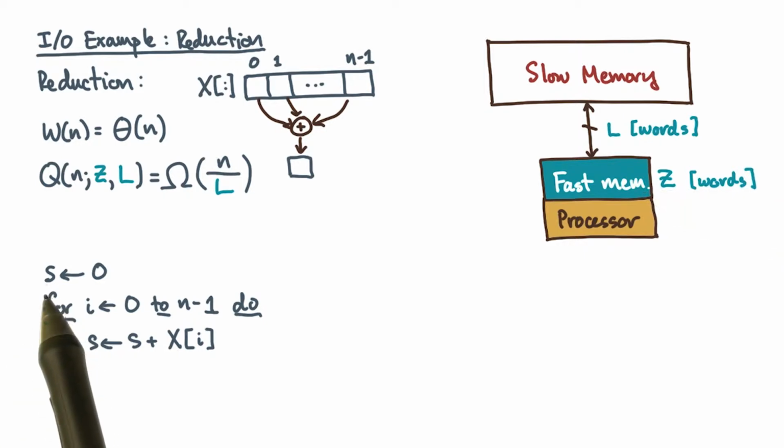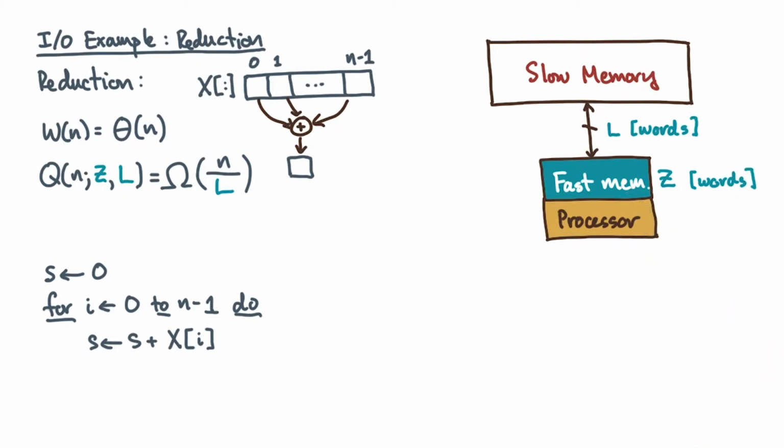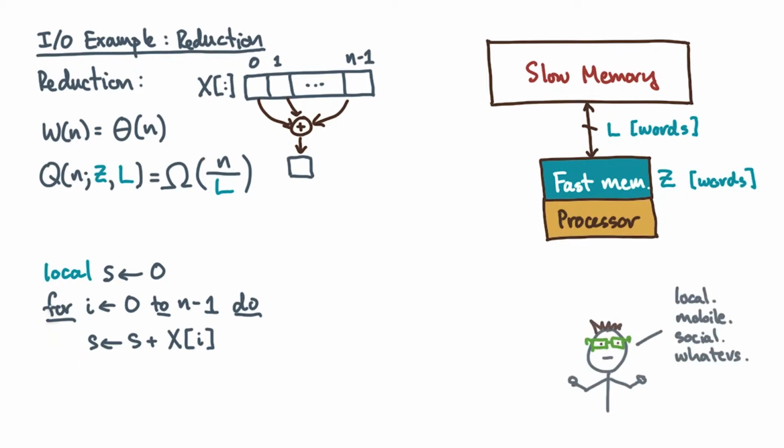Now the variable S is easy. You can just assume that it starts locally in the fast memory. It's the same way you might treat any temporary scalar local variable in your favorite imperative programming language. For my pseudocode, I've just declared S to be local. Now I'm doing that just to be clear. Most of the time you can ignore these kinds of local variables.